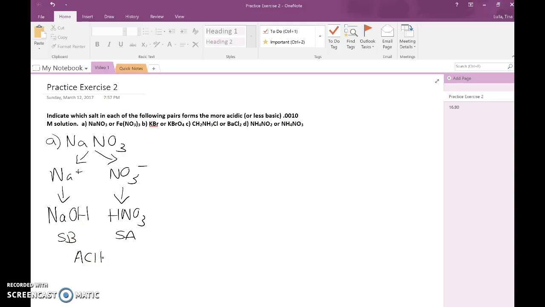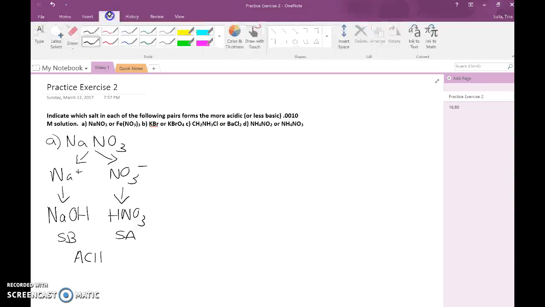Just kidding. What do we think we do here? Strong base, strong acid. Of course, that means this solution is going to be pH equal to 7 or neutral, right? I'm going to go on to FeNO3.